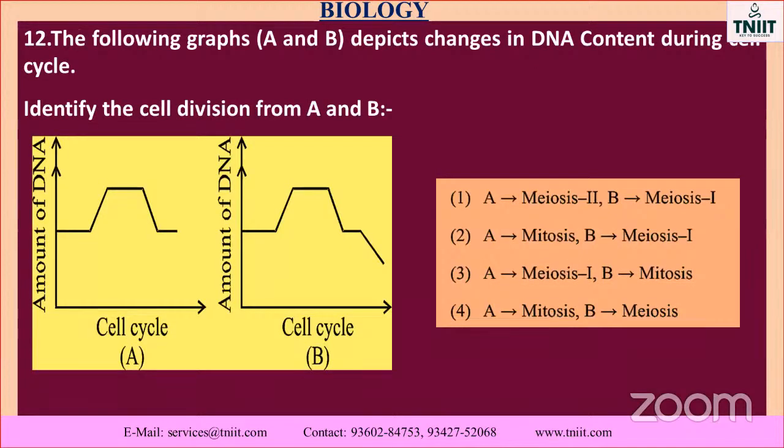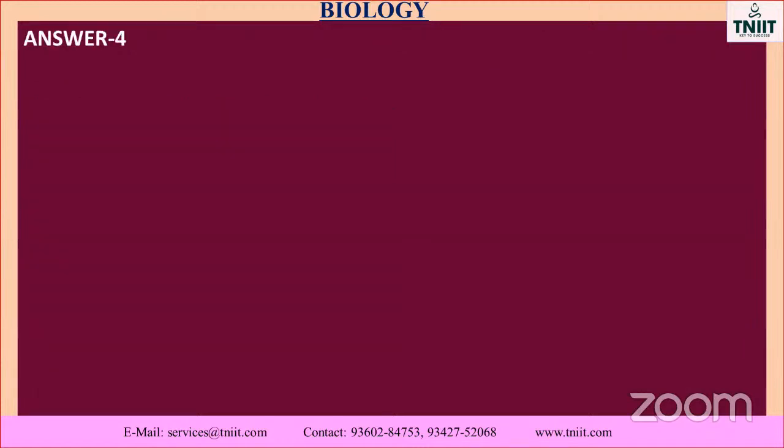So you can see these reactions. The following graphs A and B depict changes in the DNA content during the cell cycle. There are 2 types of cell division: one is called mitosis, another one is called meiosis. In mitosis, the 2n stage increases and finally it will be the same in nature, isn't it? So A is mitosis. See here, the start is normal, and in the other it decreases from 2n to n stage. So this is called meiosis. The first one is mitosis, the second one is meiosis. Option B is the correct one.